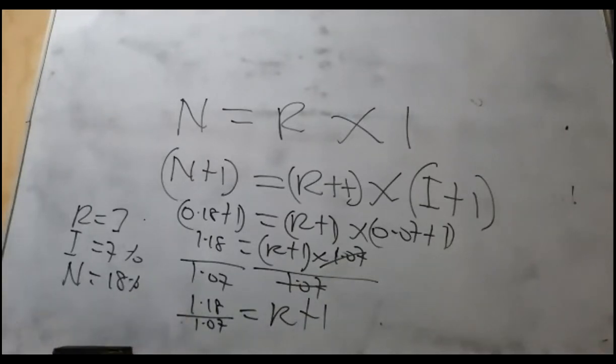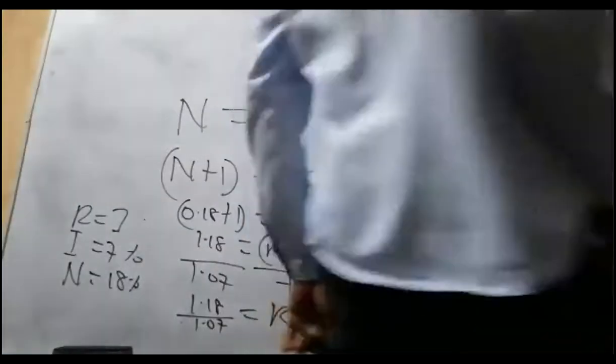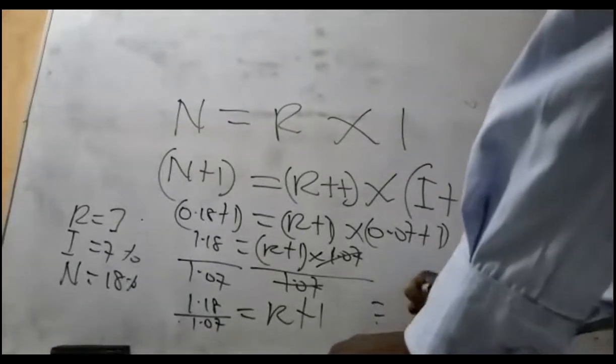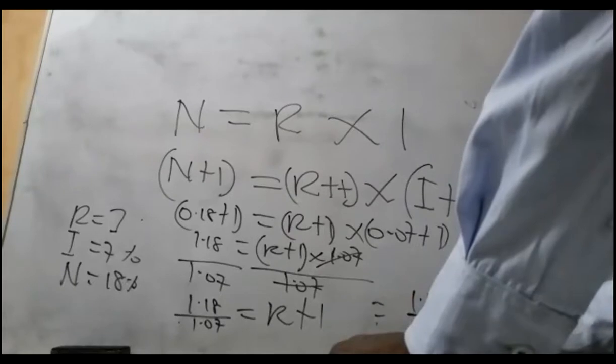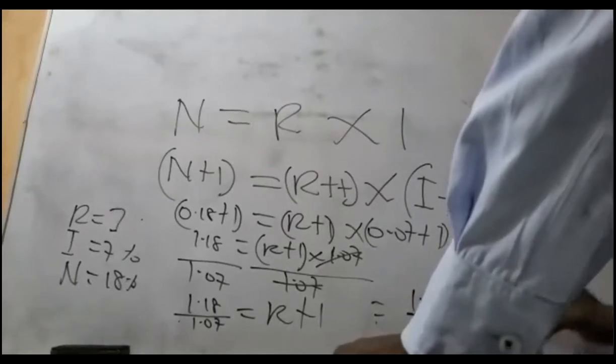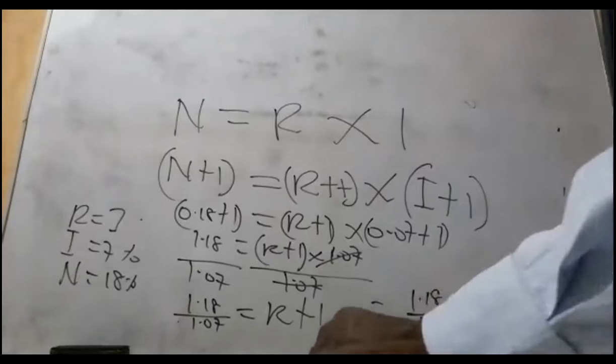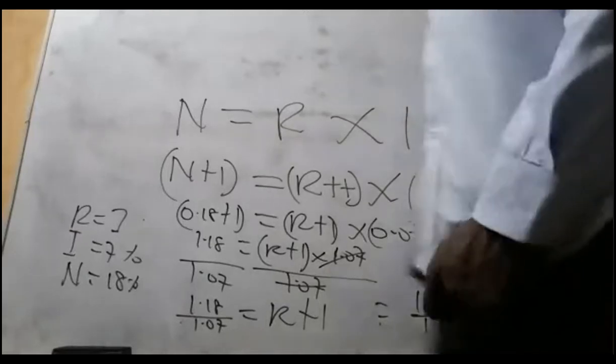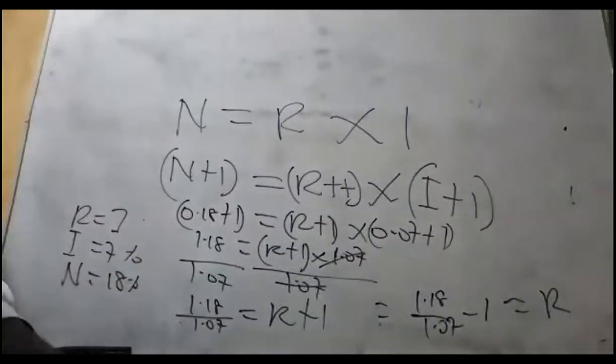So solve this one for me. Or finally, I get something like 1.18 all over 1.07 less 1 is equal to the real. So you leave this one alone, you take 1 from it. And what's the answer? Well, then I'll give you a straightforward formula to find the real rate. Good. So the answer will be 1.18 divided by 1.07.